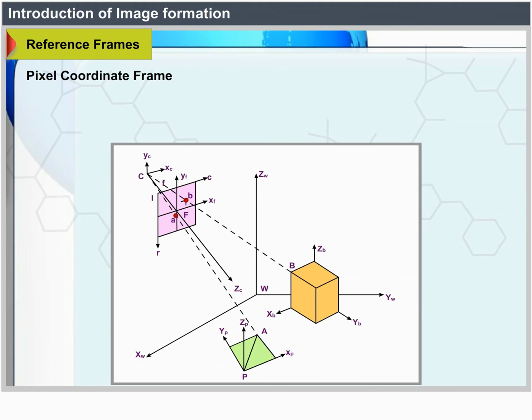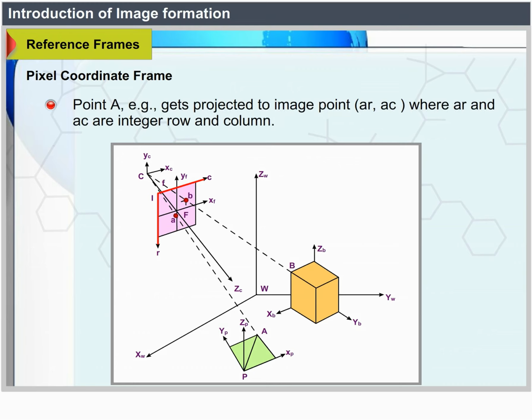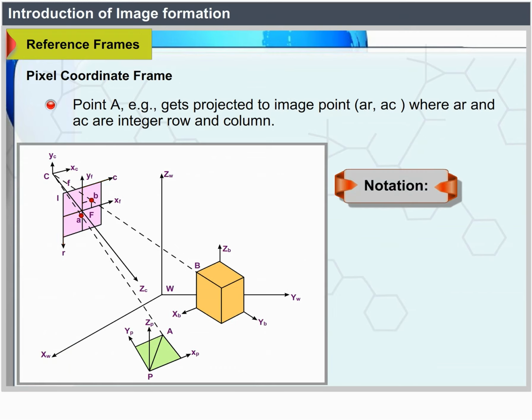Pixel coordinate frame. This is a 2D coordinate system with r, c axes. Each pixel in this frame has integer pixel coordinates. Point A gets projected to the image at (AR, AC), where AR and AC are integer row and column. Notation: (xim, yim)^T.